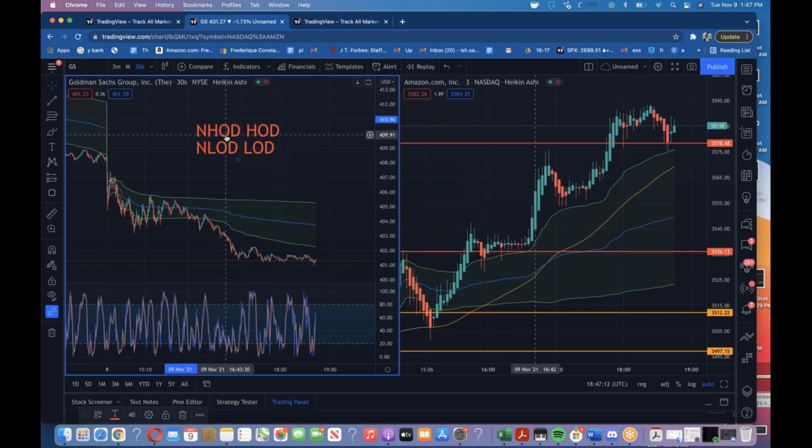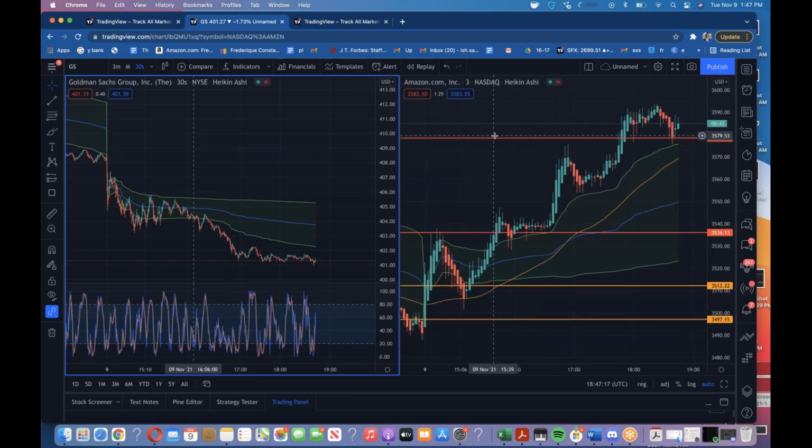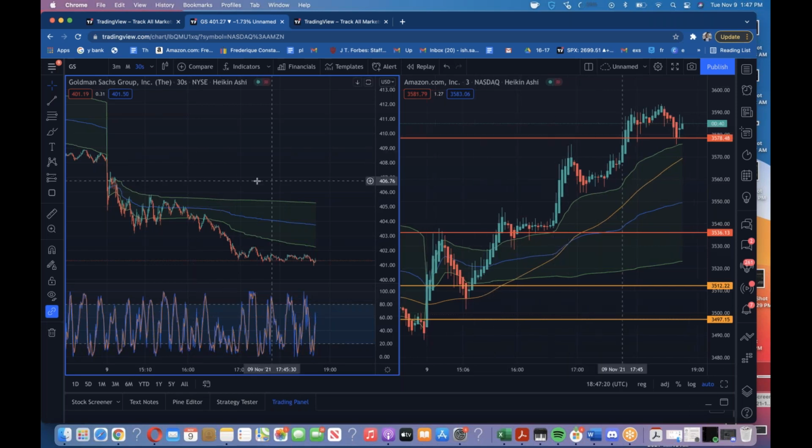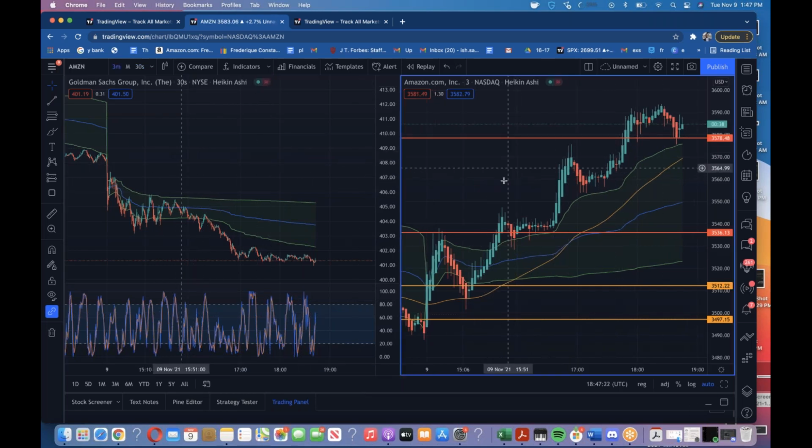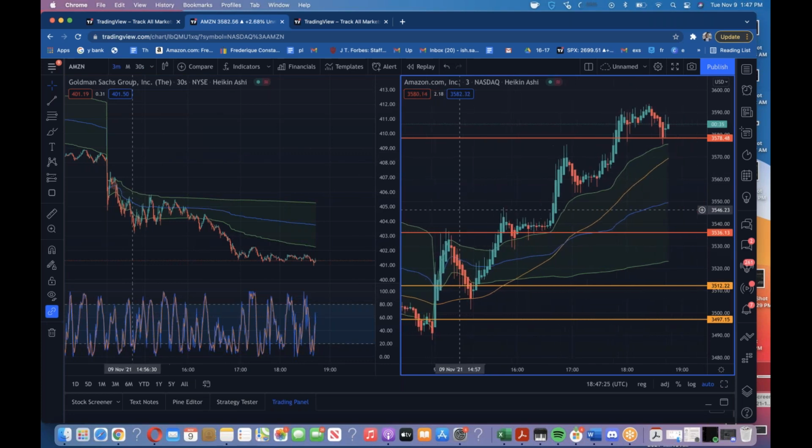Okay, so we went over the HOD and LOD for entry. What we have on the screen right now is two decent setups. We have GS here at LOD, and we have Amazon here at HOD. So when we see LOD, we're looking at short. When we see HOD, we're looking at long, because something that goes along with the strategy is, the trend is our friend. Trend is our friend, and that corresponds with HOD, taking it long, because it's likely making new highs of day and going up. And Goldman Sachs here is likely going down, or LOD.